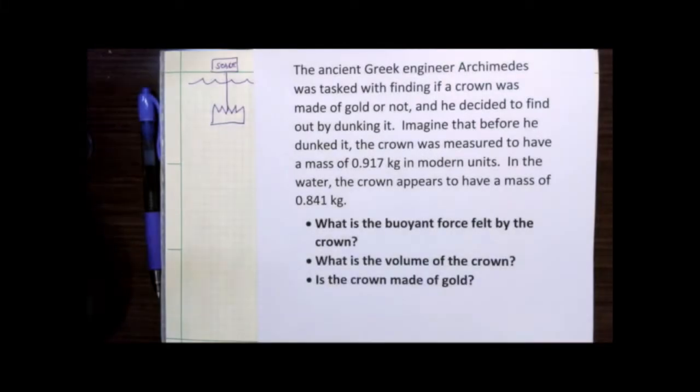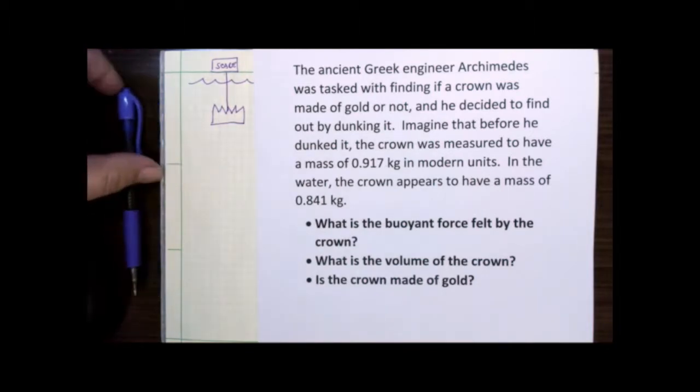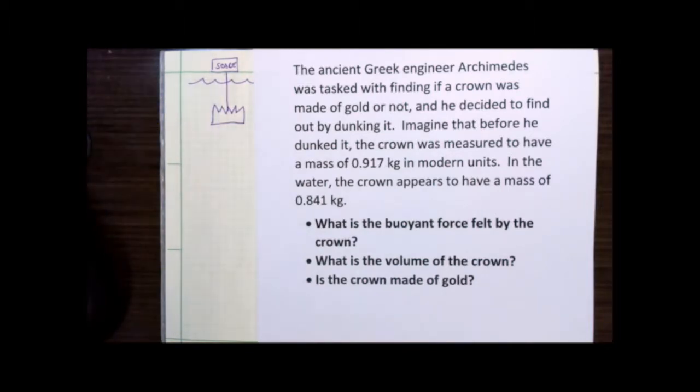This is another example of how we can use the buoyant force to solve a problem. The problem statement is as follows. The ancient Greek engineer Archimedes was tasked with finding if a crown was made of gold or not. And he decided to find out by dunking it. Imagine that before he dunked it, the crown was measured to have a mass of 0.917 kilograms in modern units.